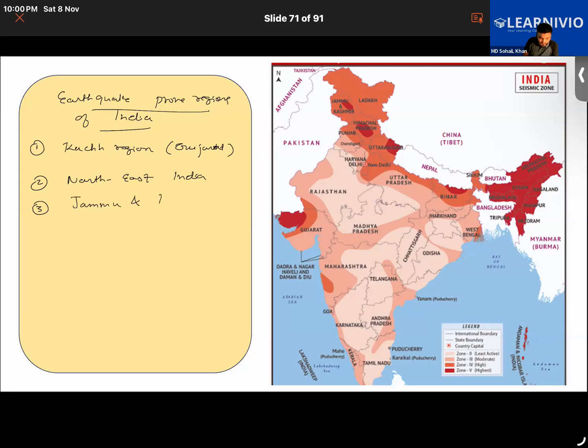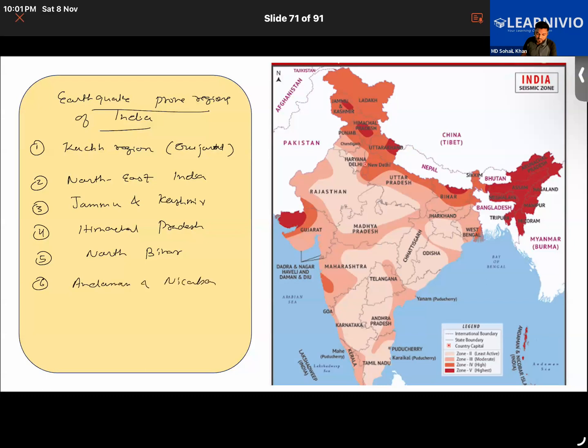Then Himachal Pradesh. Good. Bihar, particularly North Bihar, we can say. And the northeast states I have written over here. There's one more thing here: look at the islands in the Bay of Bengal. Look at the Andaman and Nicobar Islands also. So they are also lying over here.